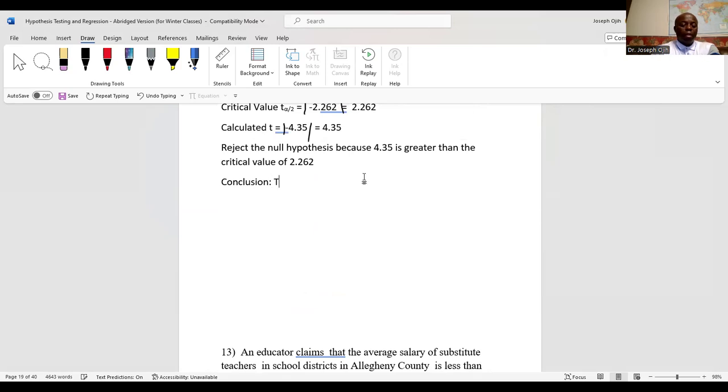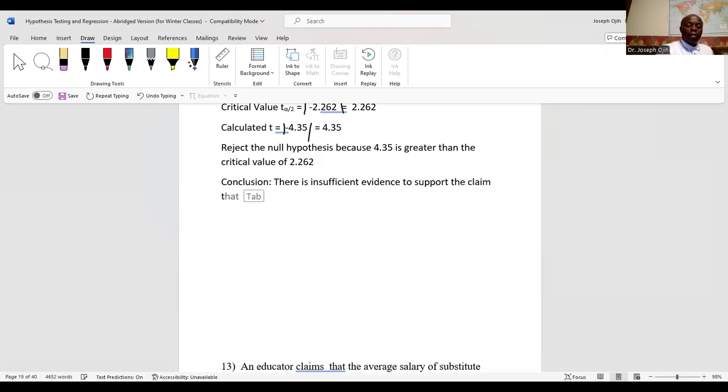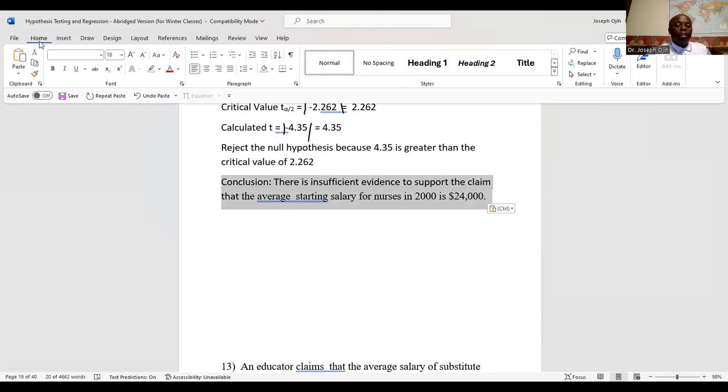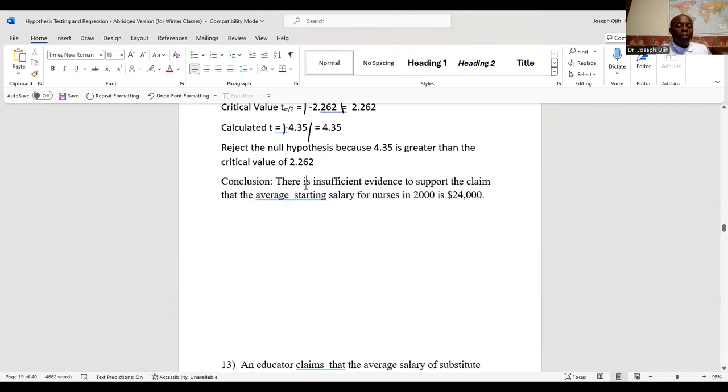It says there is insufficient evidence to support the claim that the average starting salary of nurses in the year 2000 is 24,000. There isn't enough evidence.